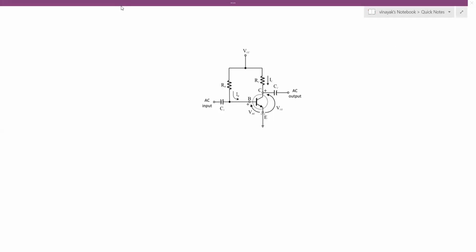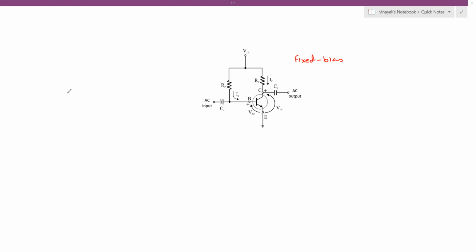Hello there, welcome back to our channel, and we are going to analyze this circuit, which is a fixed biased BJT circuit that can be used as a small signal class A amplifier.